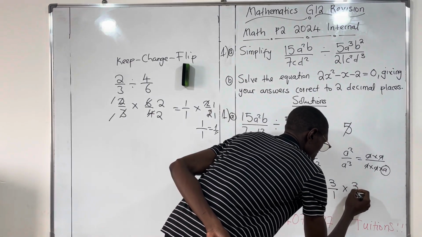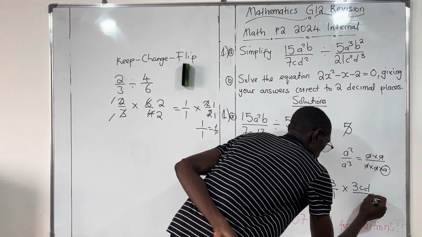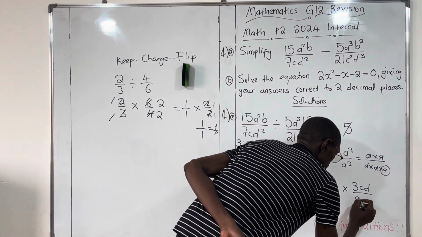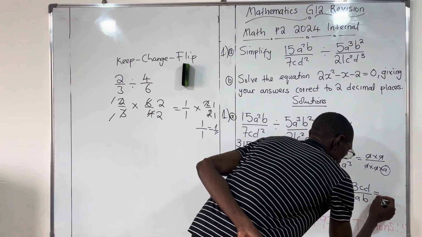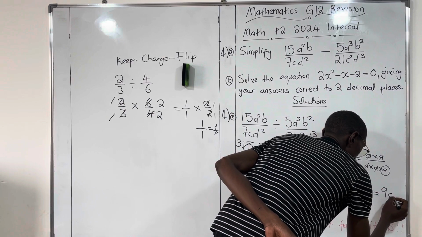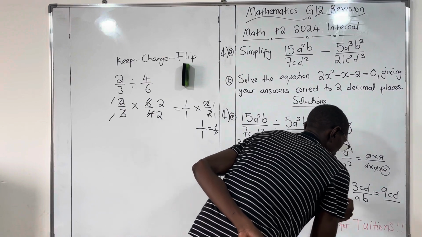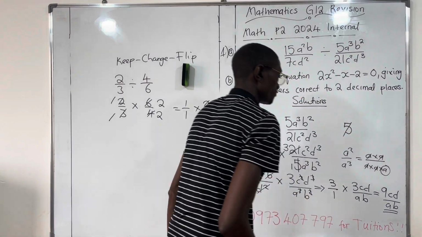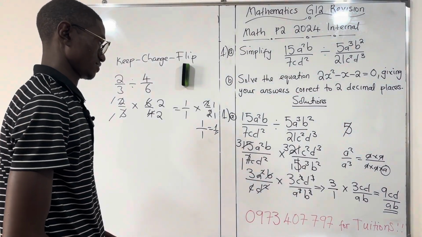So we have 3cd over, down here we have an a, we have a b. So be very careful, pick everything that has remained. Then we can say 3 times 3cd is just going to be 9cd over 1 times ab, ab. So that is our final answer there.